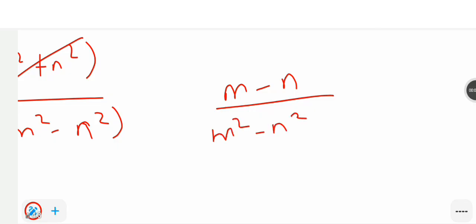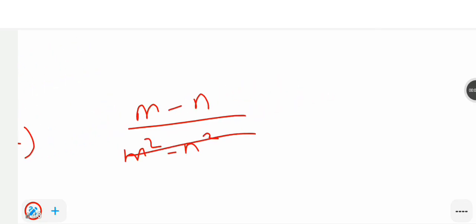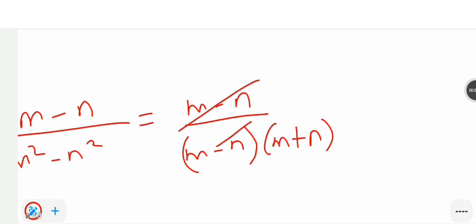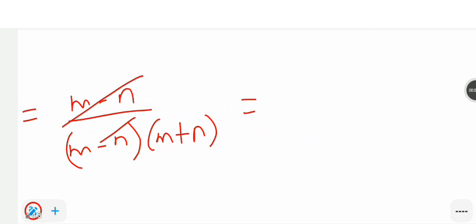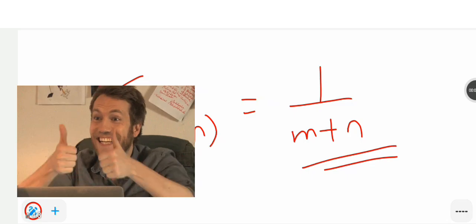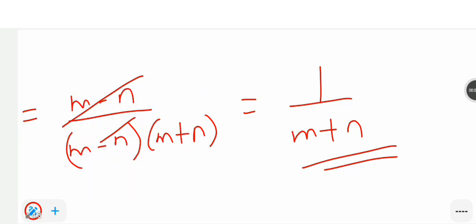But this is not the final answer because you also have difference of two squares at the bottom part. So that will give you, then this one can cancel because they are the same. Your final answer will be 1 over m plus n. So there's nothing you can do again, just leave it like this. So you need to appreciate this concept very well. Difference of two squares is very, very important.